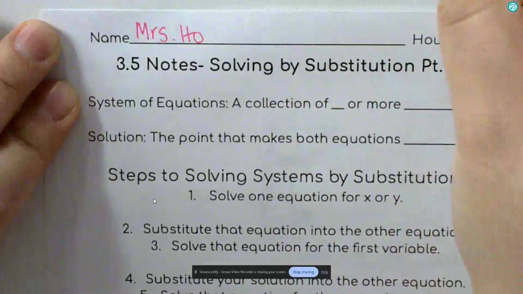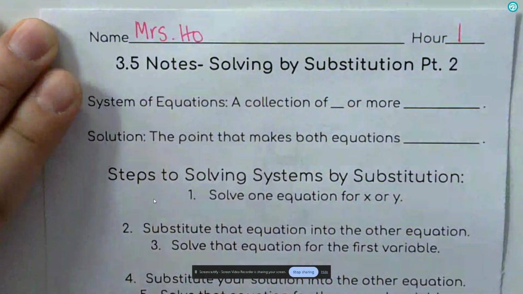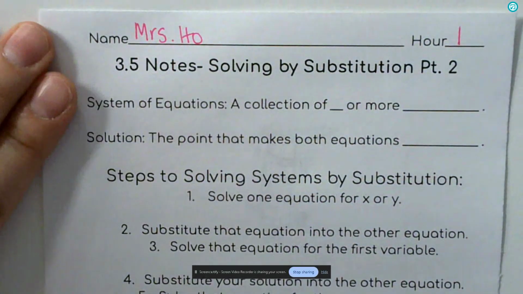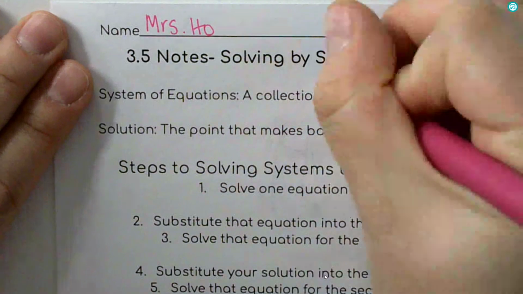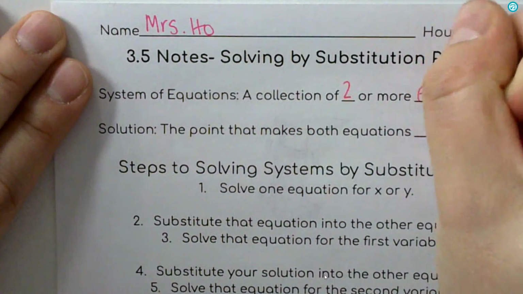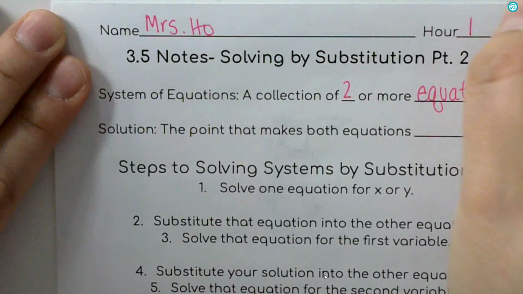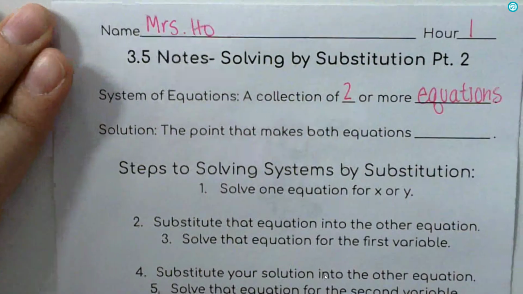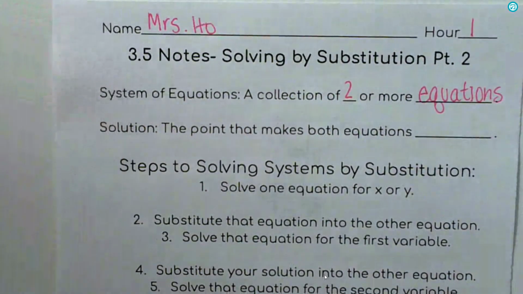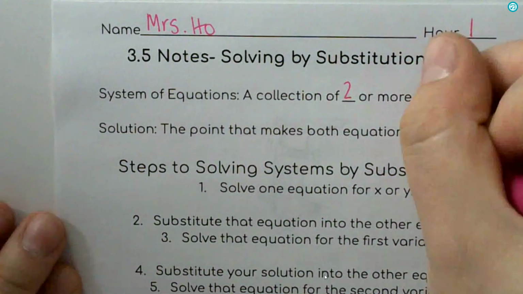It is still first hour, and a system of equations is still a collection of two or more equations. I think that's on every note sheet this unit. I should put it on the test. The solution to our system is still the point that makes both of our equations true.